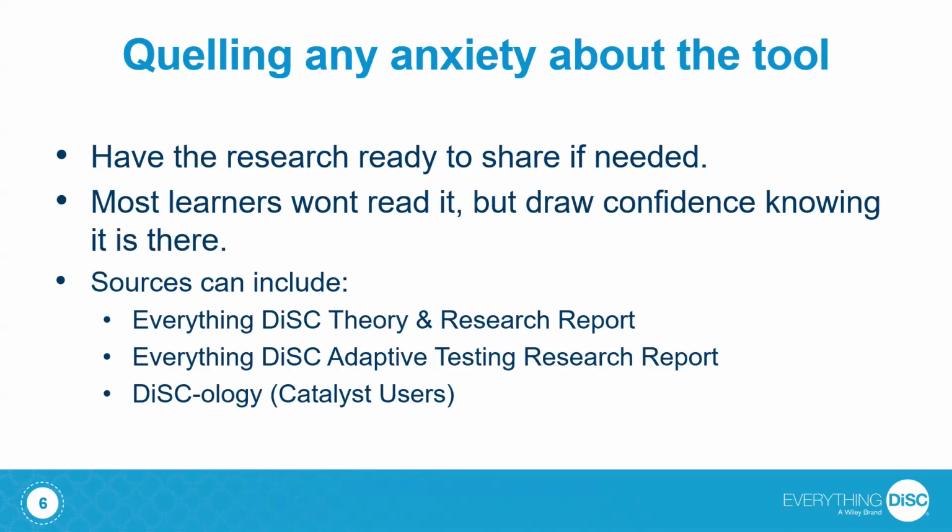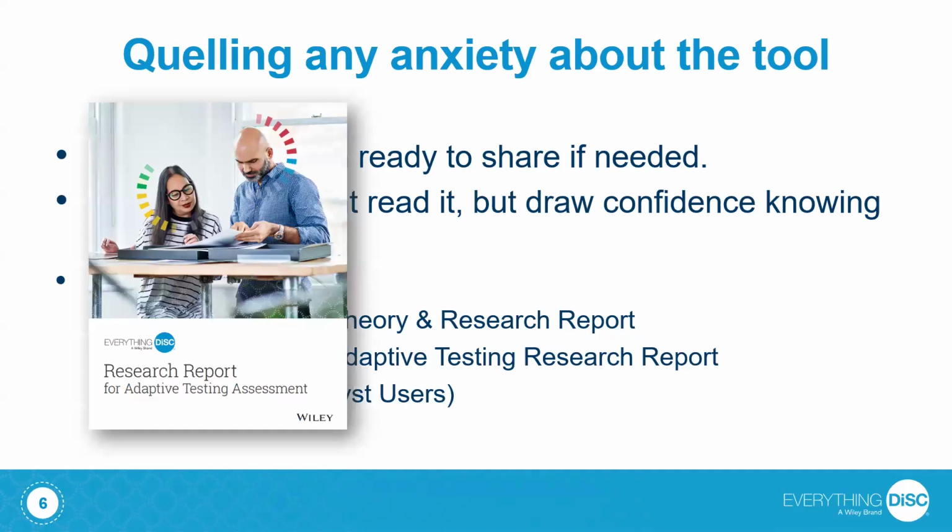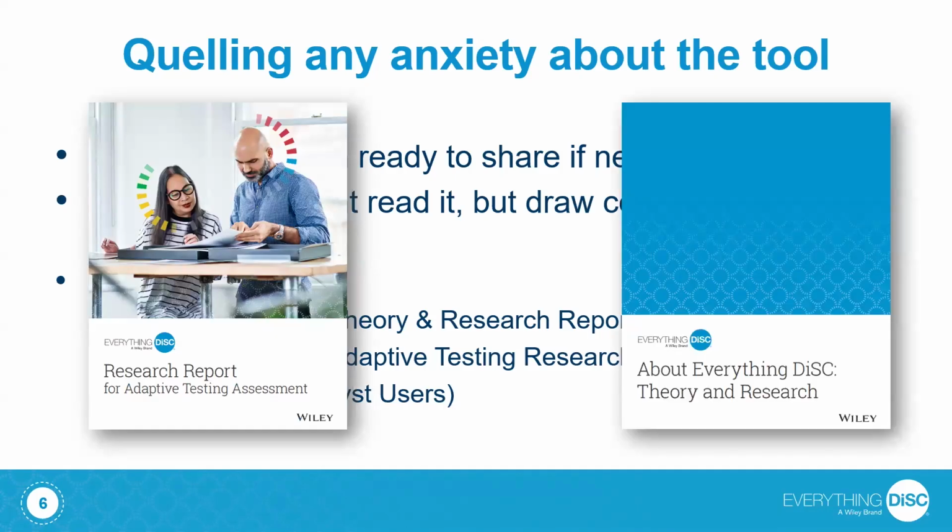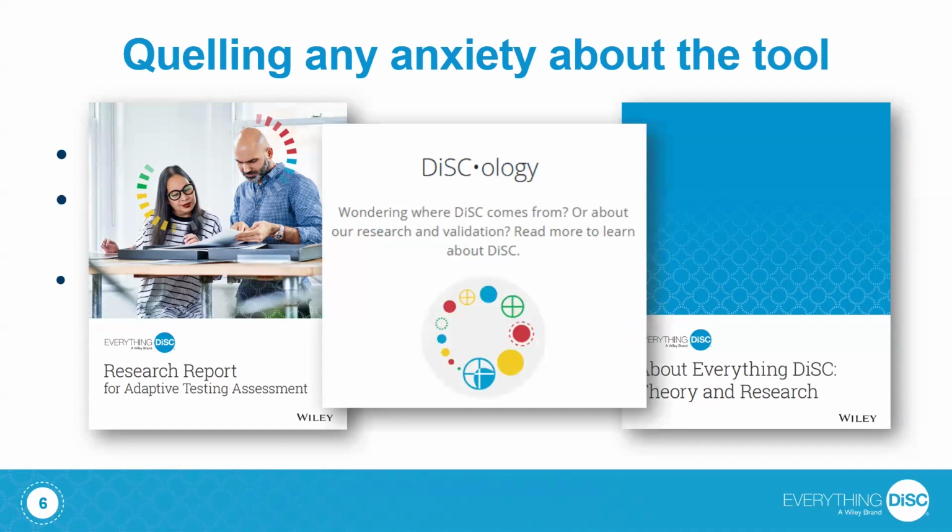We've got research reports, both the theory and the adaptive testing component. And also for our Catalyst users, you of course have DiSCology. I've just put a few screenshots you can see there for what those resources look like. If you do want a copy of these resources, reach out. I'm more than happy to share that with you. In essence, we have on the left our adaptive testing research report, our theory and research report on the right. And of course, as mentioned, you have DiSCology available to those of you that have Catalyst.